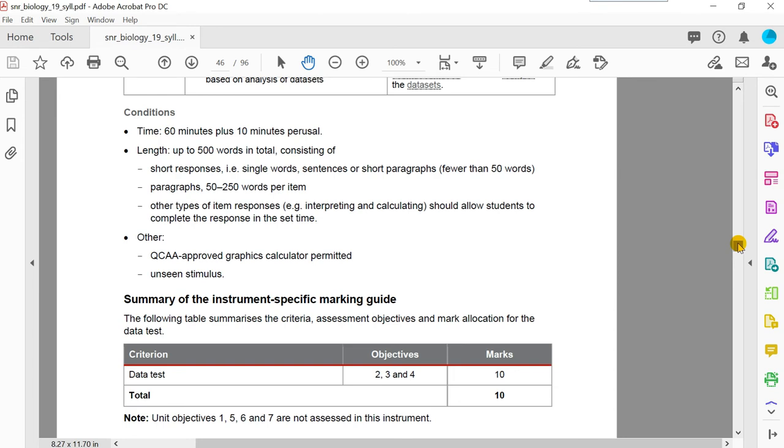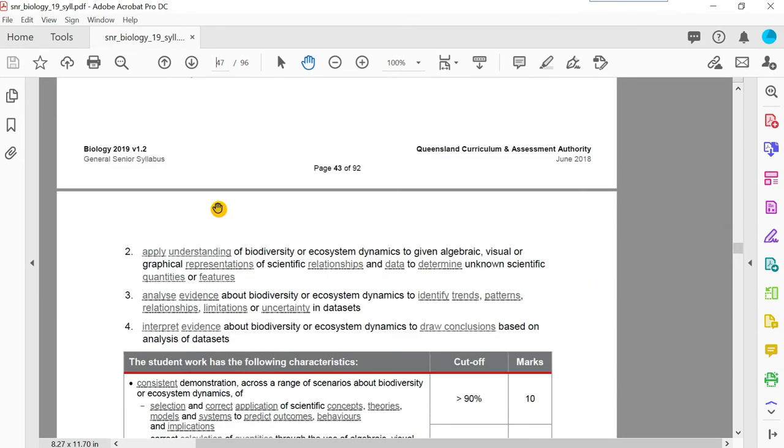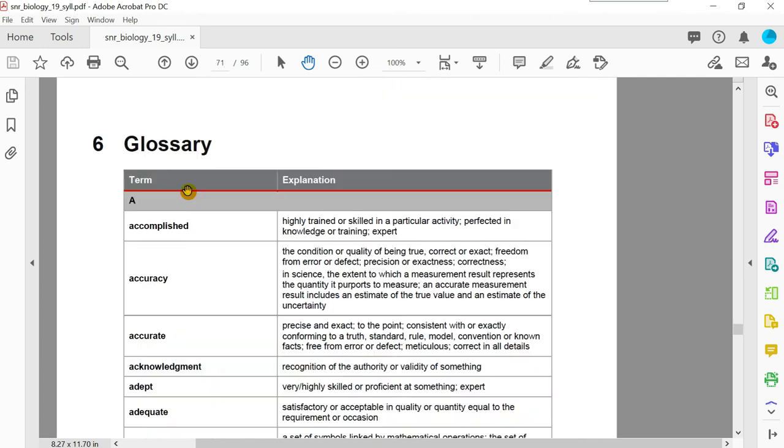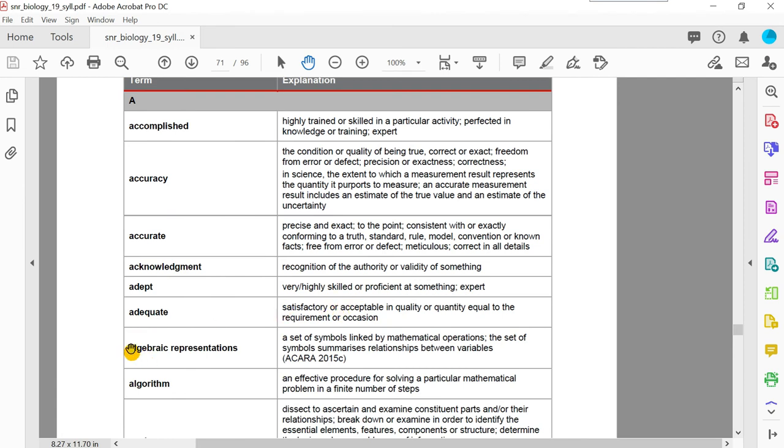The last section here, so if you make yourself aware of the different assessment pieces at the ends of different units, is the glossary. So we'll go to page 71. These are terms that you need to be aware of, and be aware that they'll be used in the assessment.